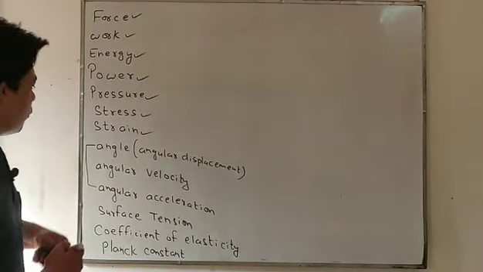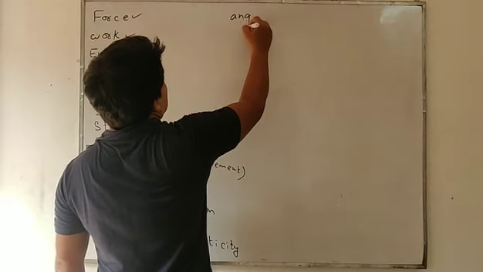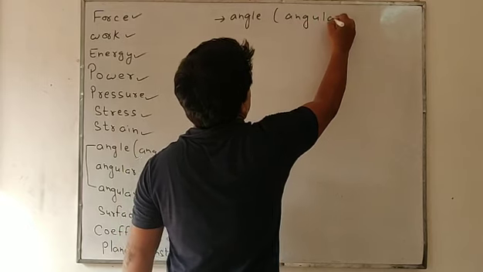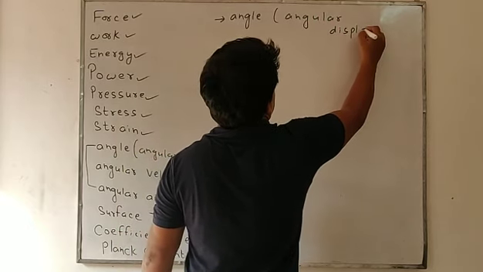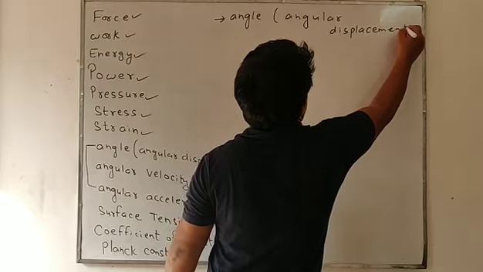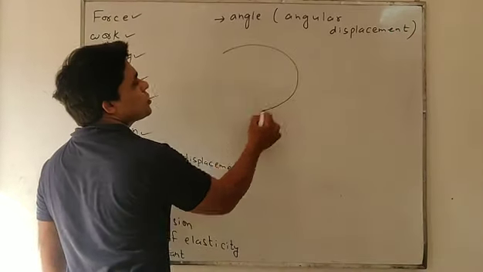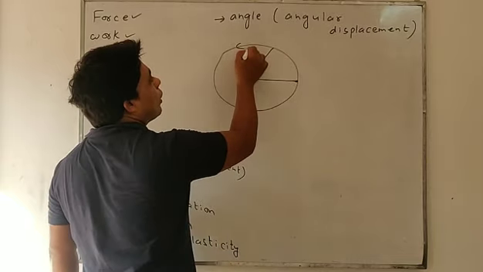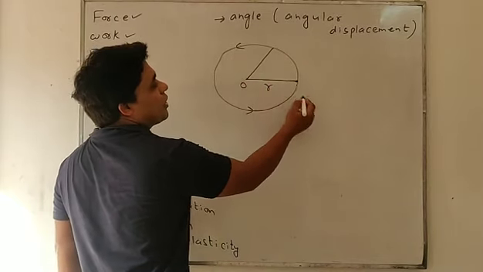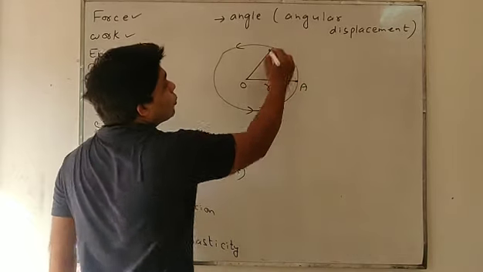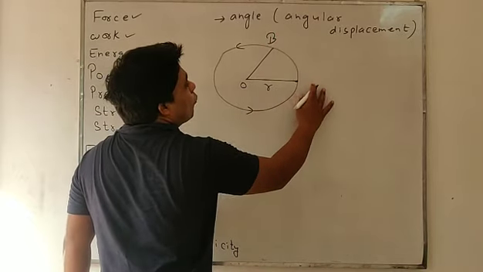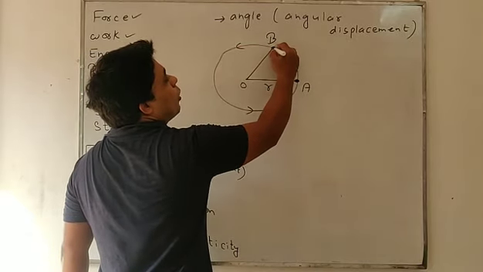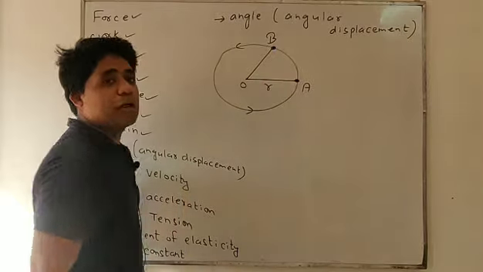Now students, we'll start with angle, or it is also said to be angular displacement. Look students, suppose an object is moving along a circular path, like this. O is the center, R is the radius, A is the initial point of motion, and B is the final point of motion. That is the initial position of the object, and that will be the final position of the object.